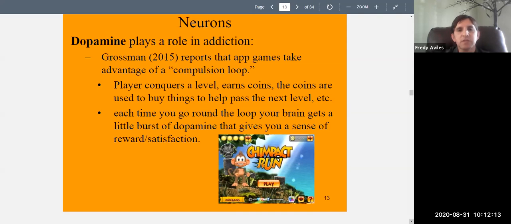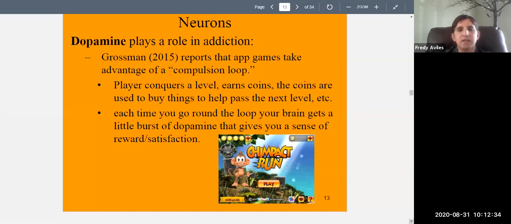Grossman in 2015 published this report that says that these app games, these games that you guys play, video games, take advantage of them. Let's just stick to the app games, the ones on your phone, on your tablets, and even on your TV. They take advantage of something called a compulsion loop. So they get you hooked and they get you addicted.